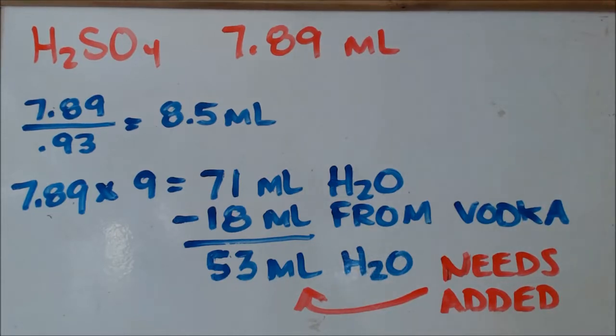Now, if I want a 10% solution, I take my 7.89, if that's 10%, then if I multiply that by 9, I'll have 90%, which is the water, which is 71 milliliters. Now, we already discussed that I have 18 milliliters from my vodka, so I minus that, and that tells me how much water I need to add, which is 53 milliliters of water.